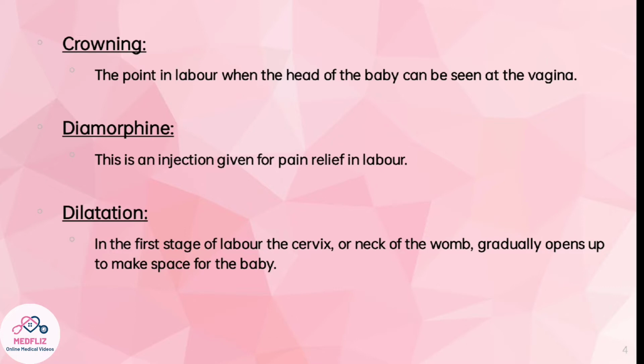Diamorphine, this is an injection given for pain relief in the labor. Dilatation, in the first stage of labor, the cervix or the neck of the womb gradually opens up to make the space for the baby.